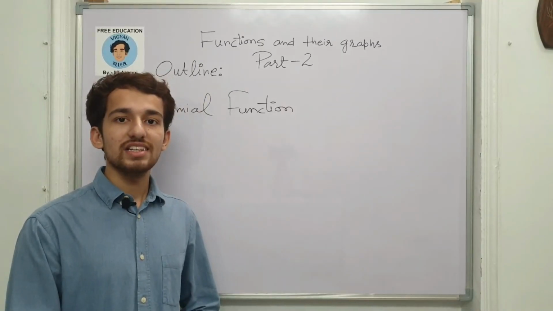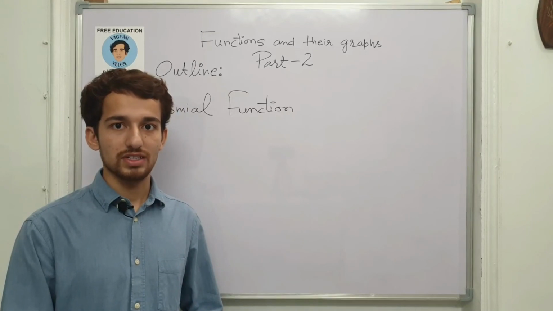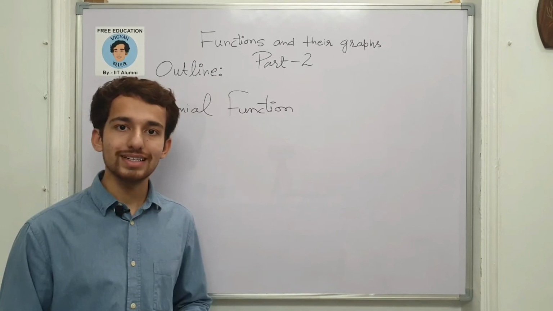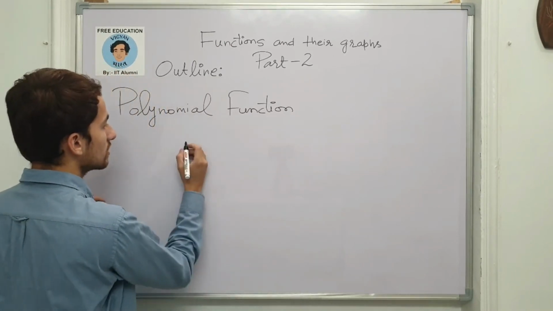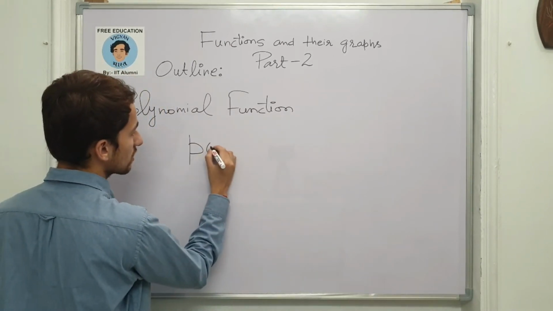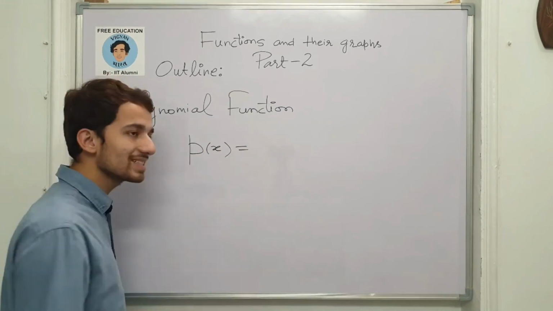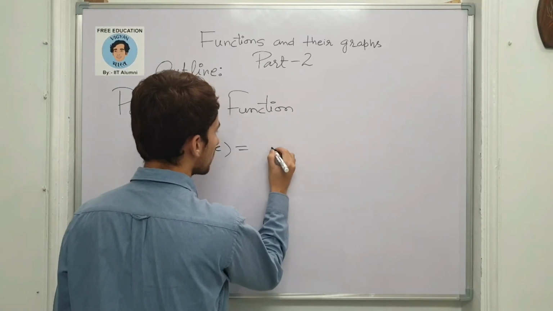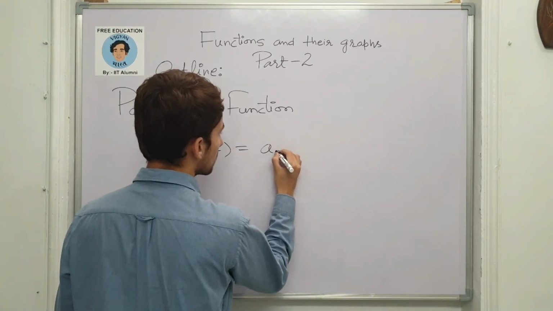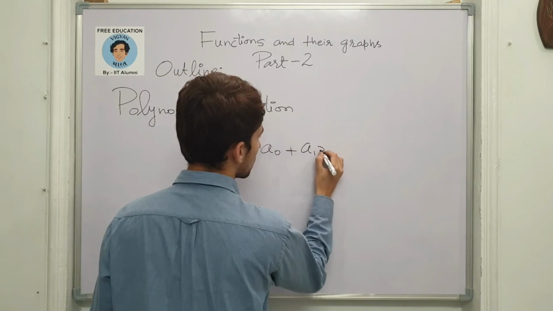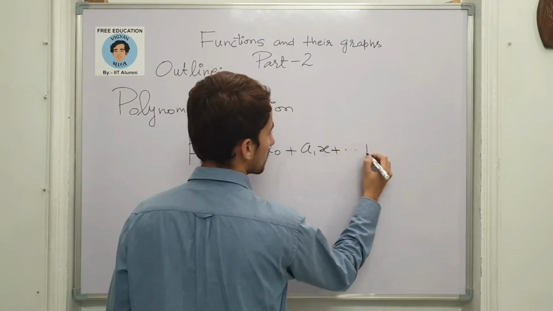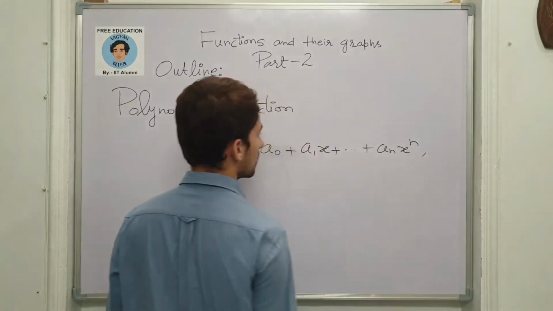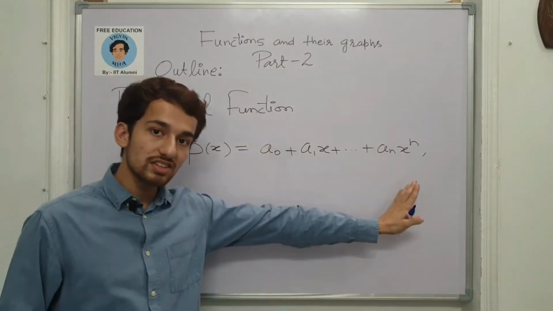Now we'll try to understand the final one in the outline, the polynomial function. What is a polynomial function? We use a standard notation for this function, p of x, and it is defined by an expression of the form shown here. This is how the polynomial is defined.